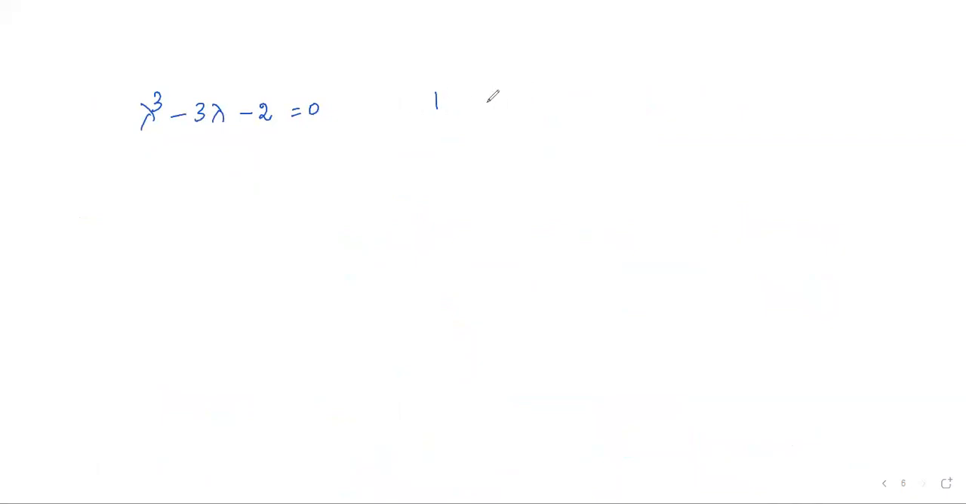Coefficient of lambda cube is 1, and then no lambda square term, so 0. Then lambda coefficient minus 3, constant is minus 2. So by trial and error, here also we go for taking 1. Suppose if I take 1, 1 plus 0 will be 1, then 1, then again 1 into 1, and then here we'll be getting minus 2. But when I multiply, minus 2 into 1 will become minus 2. So I won't be getting 0.